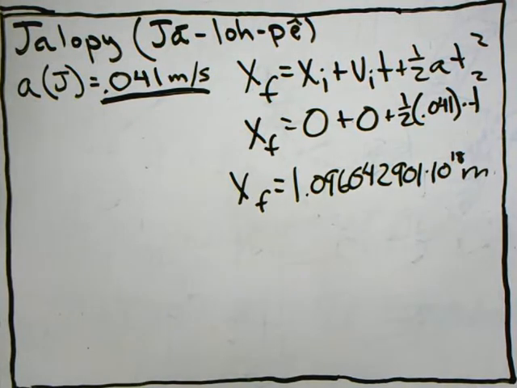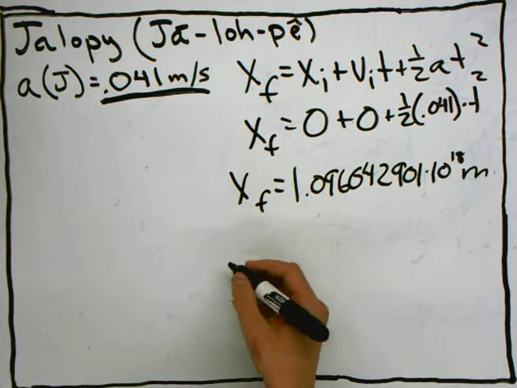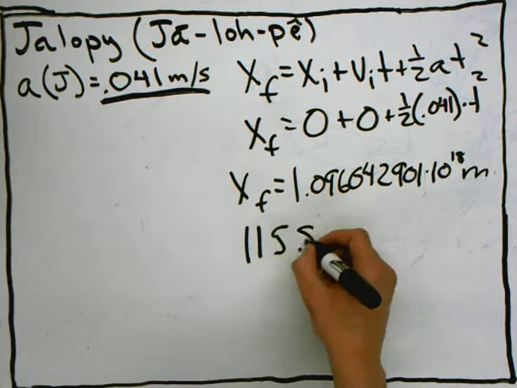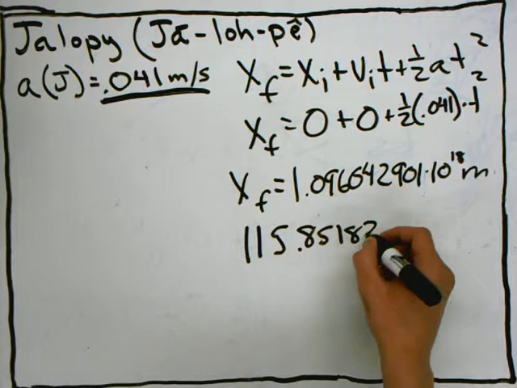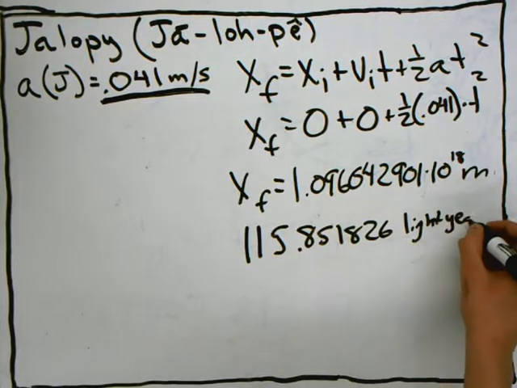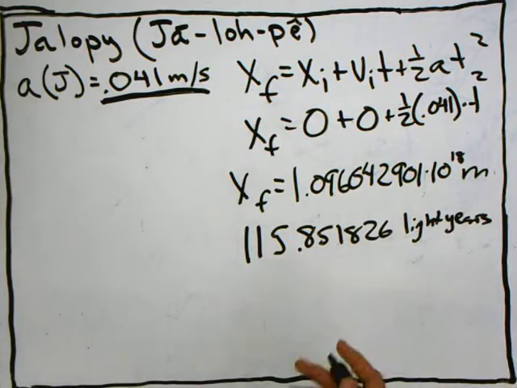It's that 9.460730473 times 10 to the 15th meters. So when we convert this into light years, we get that it's actually 115.851826 light years. So that is how many light years it would take. But again, we can't really think about that. So we'll see how much time this jalopy would have to lap the Earth.